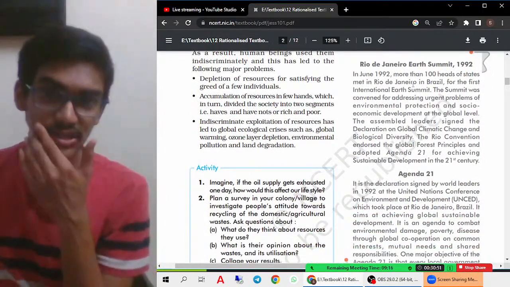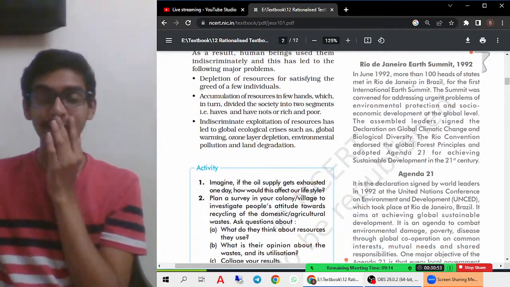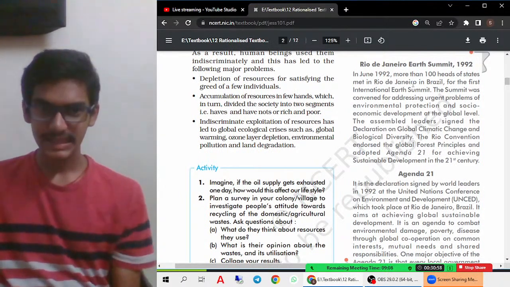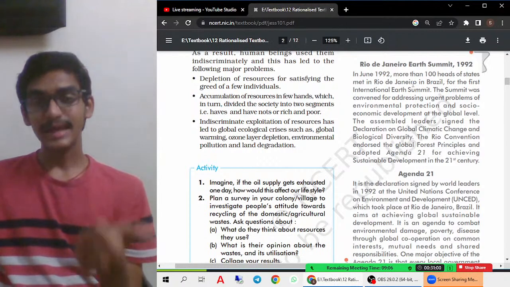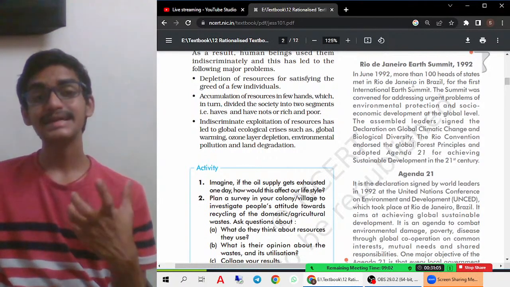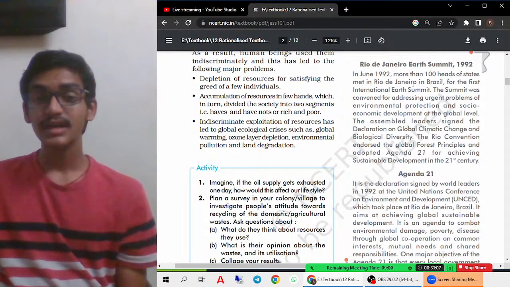Then what was the Rio de Janeiro Earth Summit? The Rio de Janeiro Earth Summit is nothing but many Earth leaders. So many leaders met together in this place, Rio de Janeiro. This is a place in Brazil. So why did they meet together? In order to address the International Earth Summit, the first International Earth Summit.